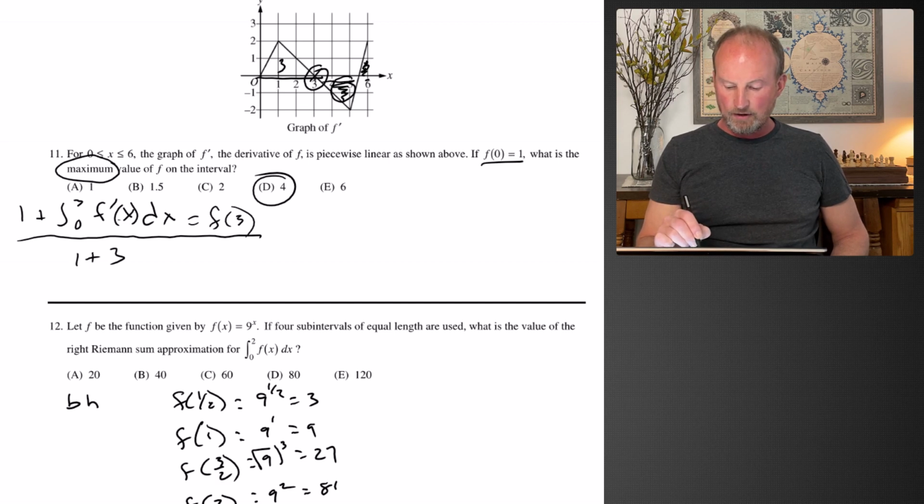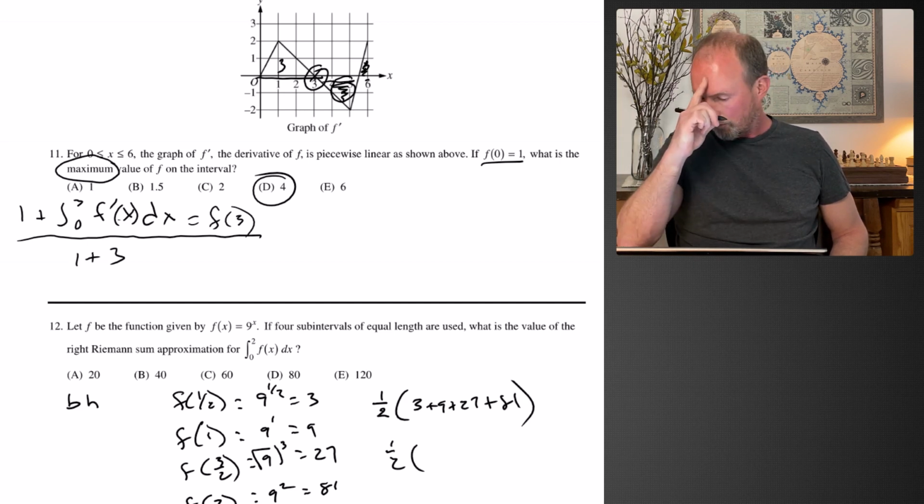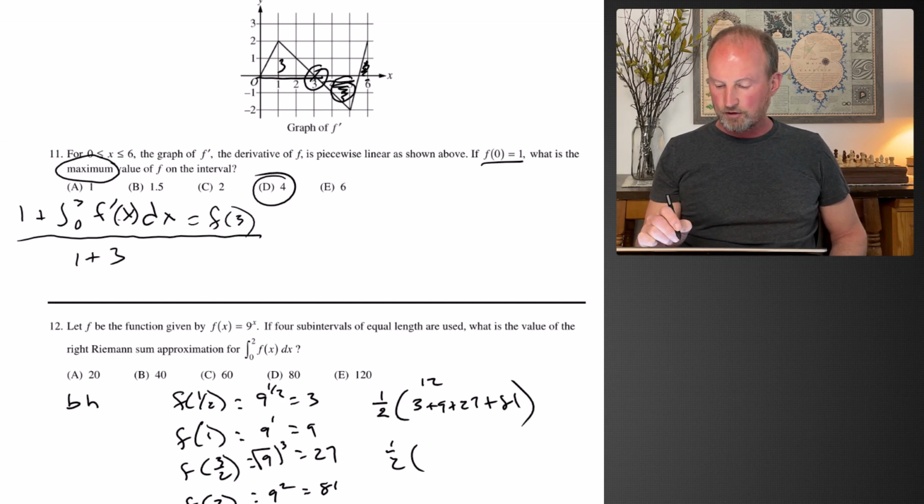Okay, so my right Riemann sum, since my subintervals have the same base, is going to be 1/2, delta x, times 3 plus 9 plus 27 plus 81. So 3 plus 9 is 12, plus 27 is 39. 39 plus 81 is 120. 120 times a half is letter C. As long as your delta x is consistent, you can just add everything up and then multiply by 1/2 at the end.